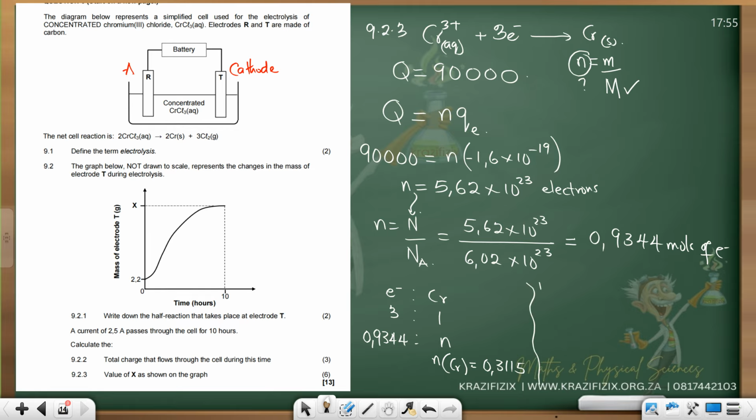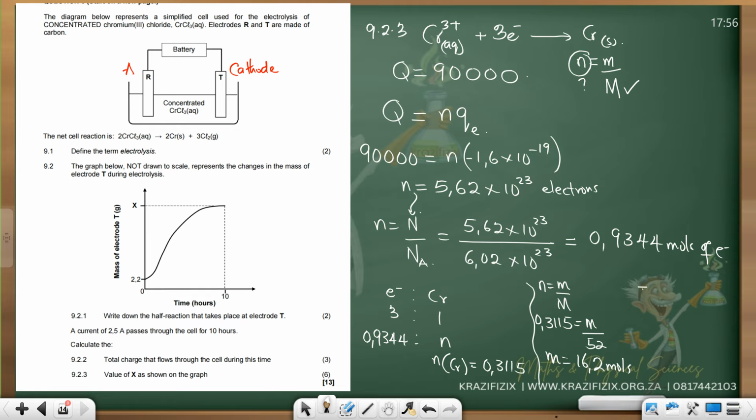Beautiful. Number of moles is mass over what? Molar mass. Does somebody have the molar mass of chromium for me? 52. So what is the mass? The 2 has no effect. 16.2 grams. Now that is what we gained.